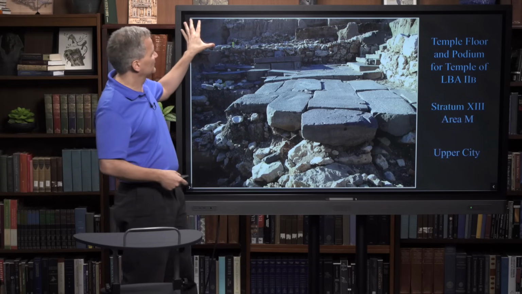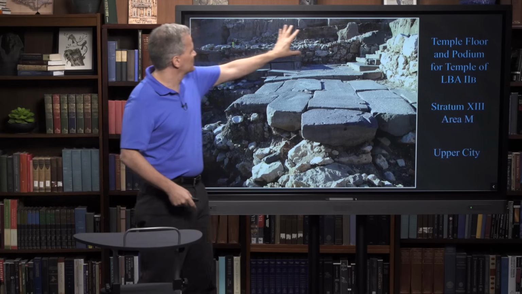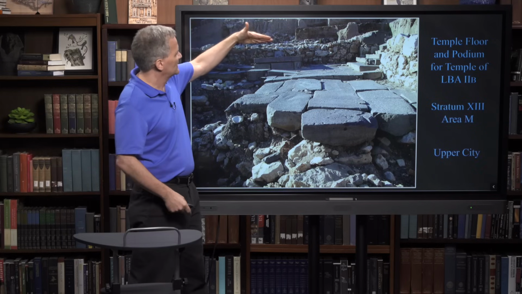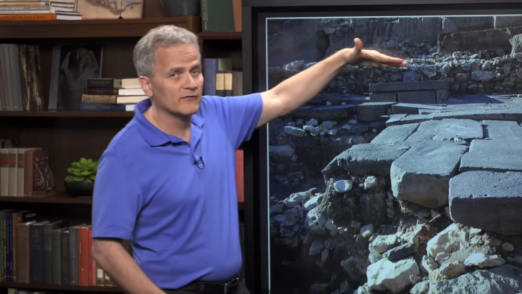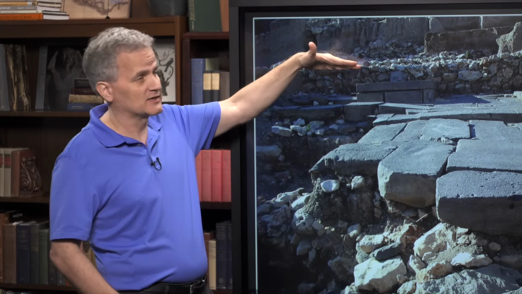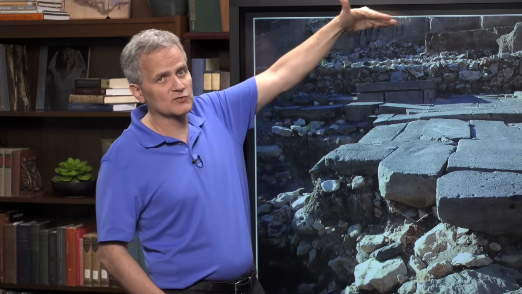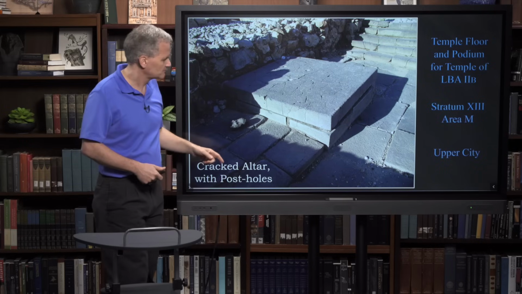And then we have layers above here that represent future occupation. And so this would have been a floor level for Israelites who occupied the site right here. And then other Israelite occupational levels are above.